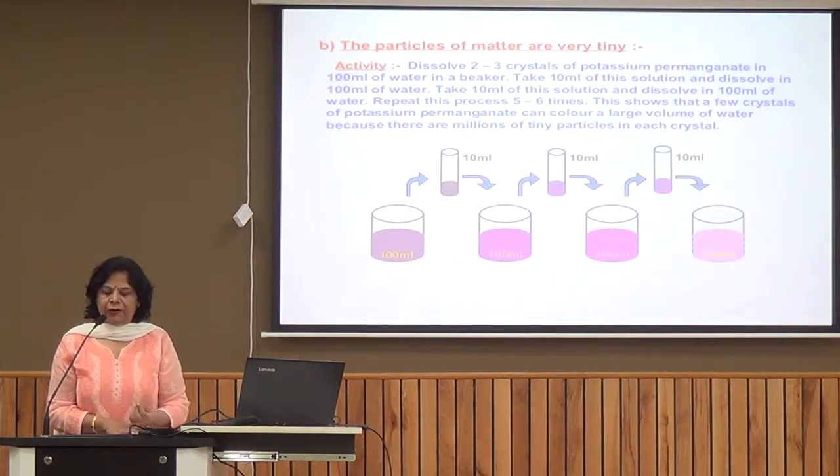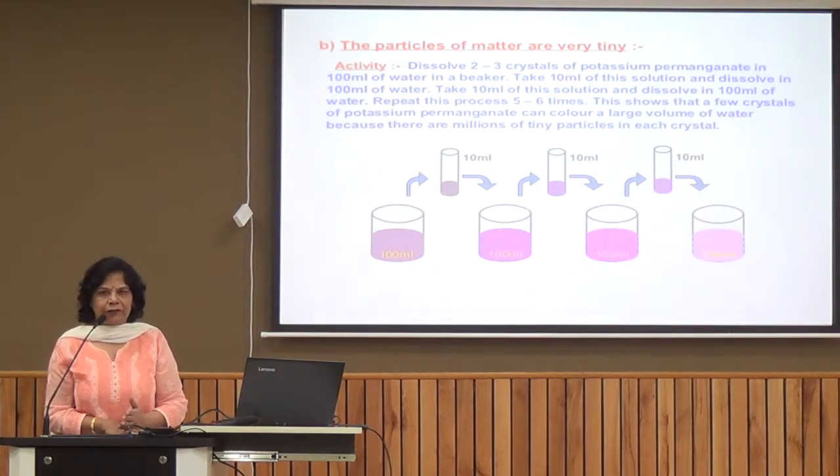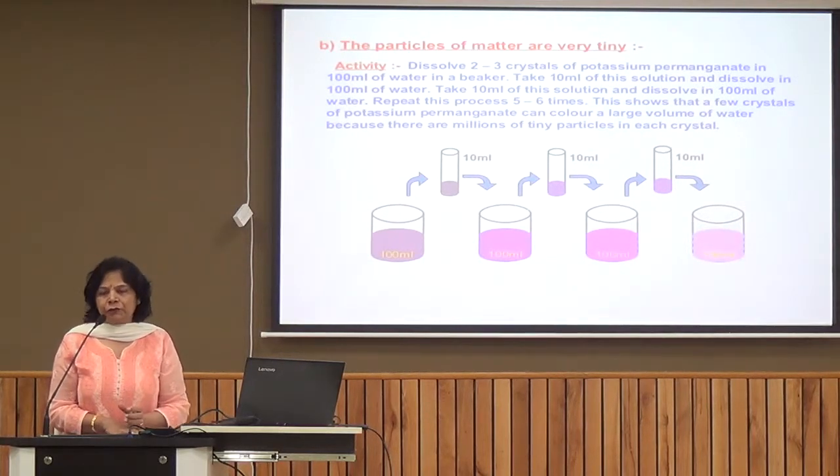Then we take only 1 ml of this solution into another beaker, and again we add 9 ml of water to make it 10 ml. Again we see the color remains pink, though the color becomes a little lighter, and we go on doing this. Every time we take 1 ml of the previous solution and then we dilute it to make 10 ml. Even after 9-10 dilutions, the solution which is obtained still contains pink color, and we know pink color is because of the potassium permanganate particles, right?